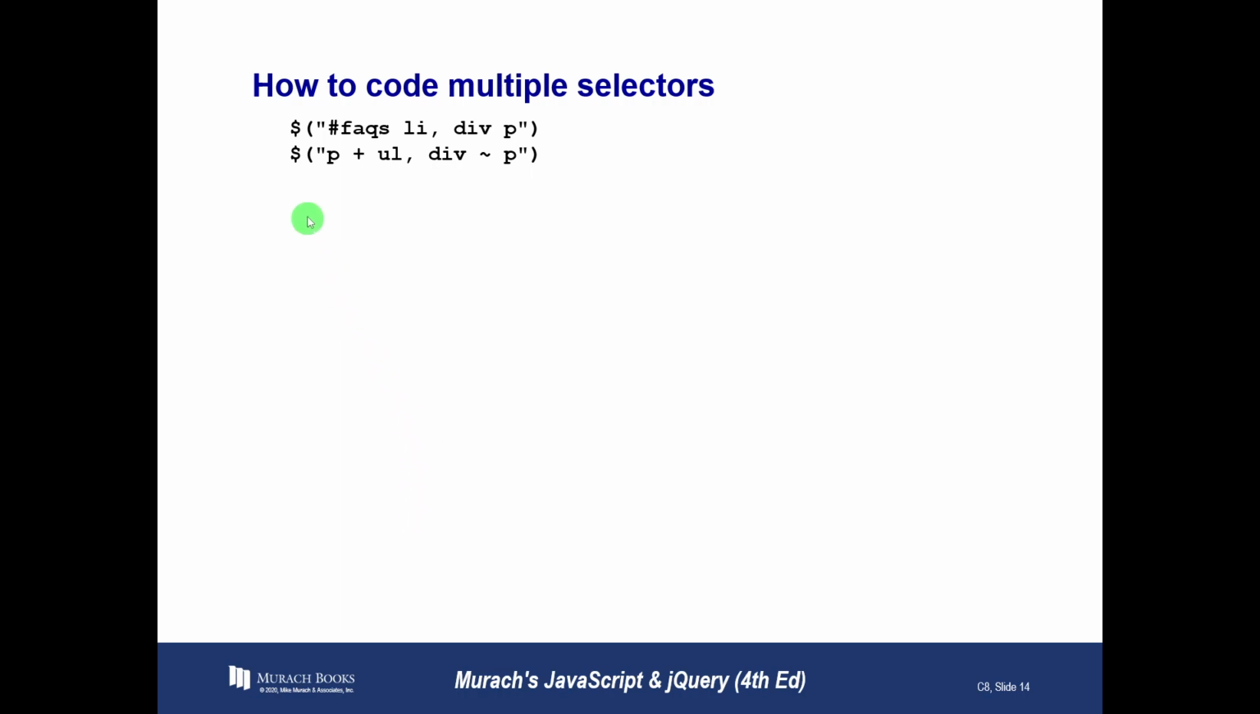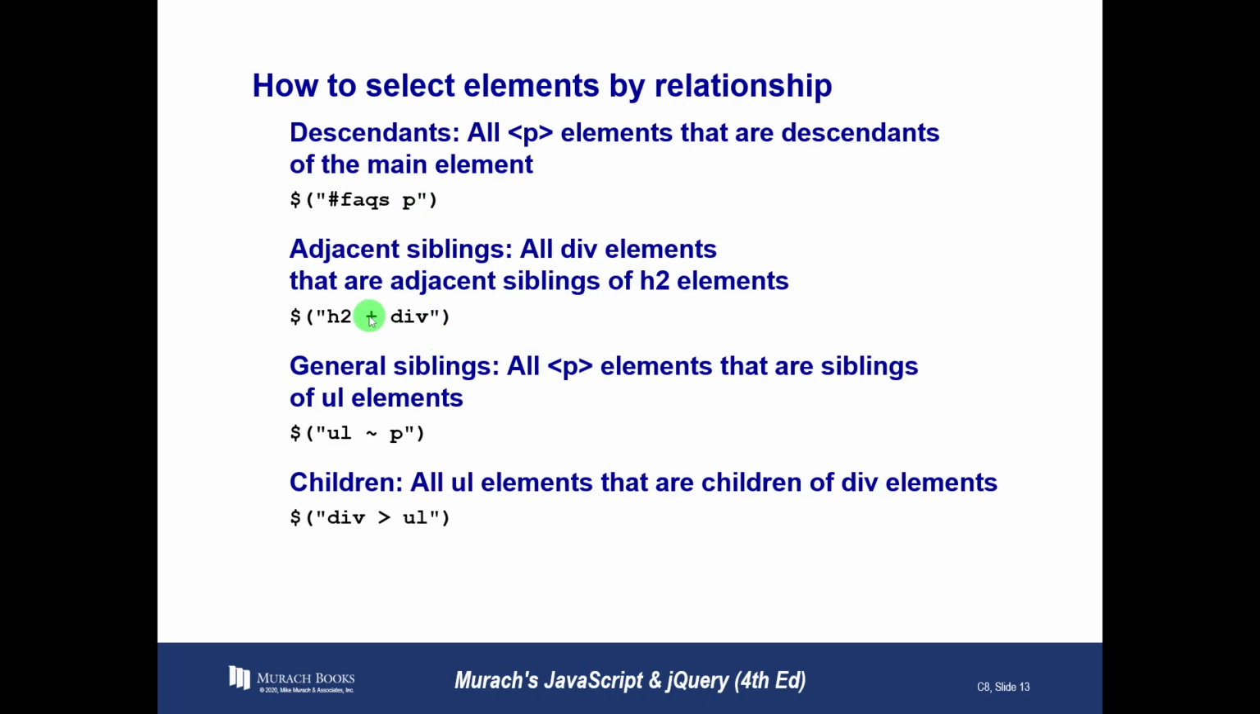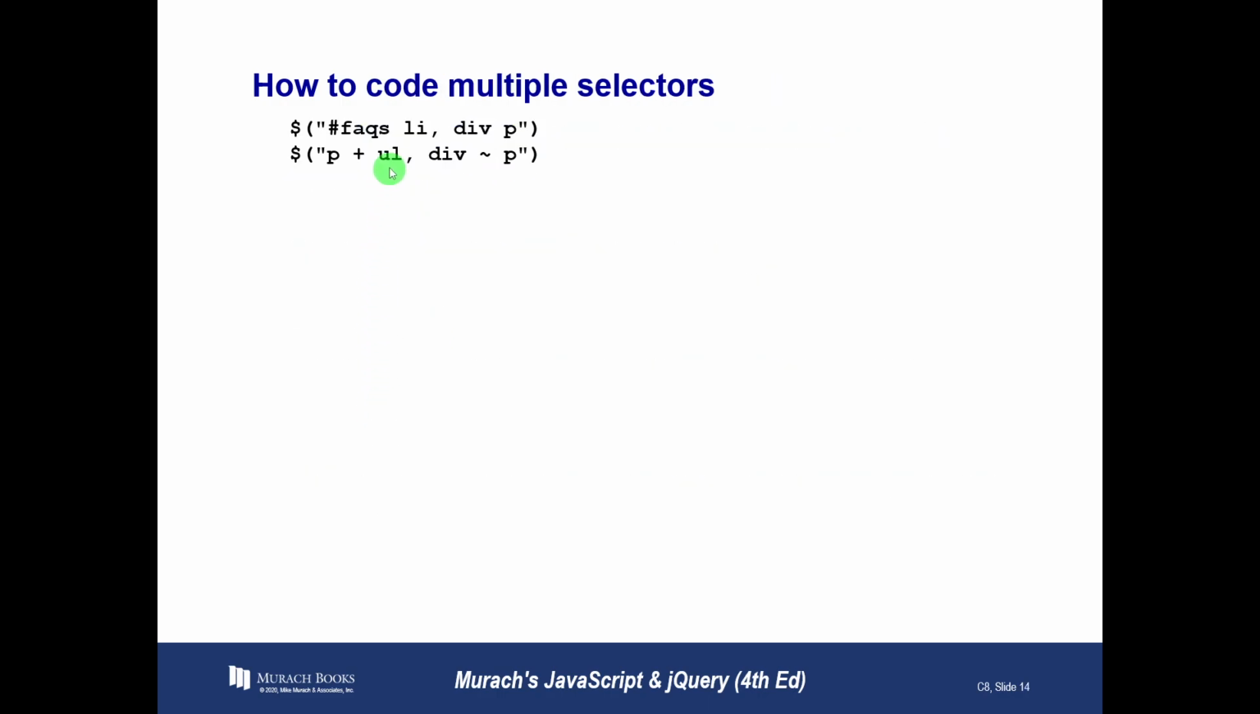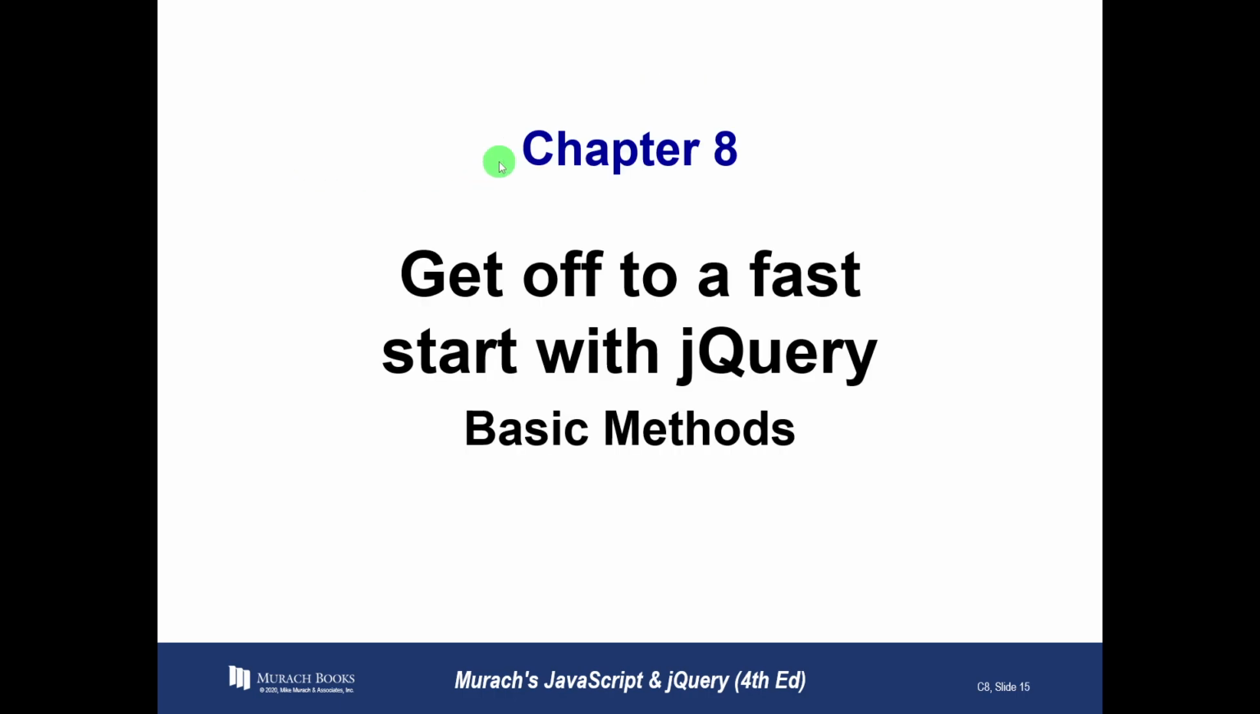We can also do multiple selectors. So we can do dollar function. Give me all the list items in the FAQs list, in the FAQs ID section. Give me all the paragraphs that are inside a div. And then we have our pluses and tildes here, adjacent siblings and siblings. Give me all the ULs that are adjacent siblings to a paragraph. Give me all the paragraphs that are siblings of a div. Okay, so we can do multiples in one statement if we want to. All right, once we have our elements selected, then we can start running some jQuery methods on those elements, and we'll see that in the next video.